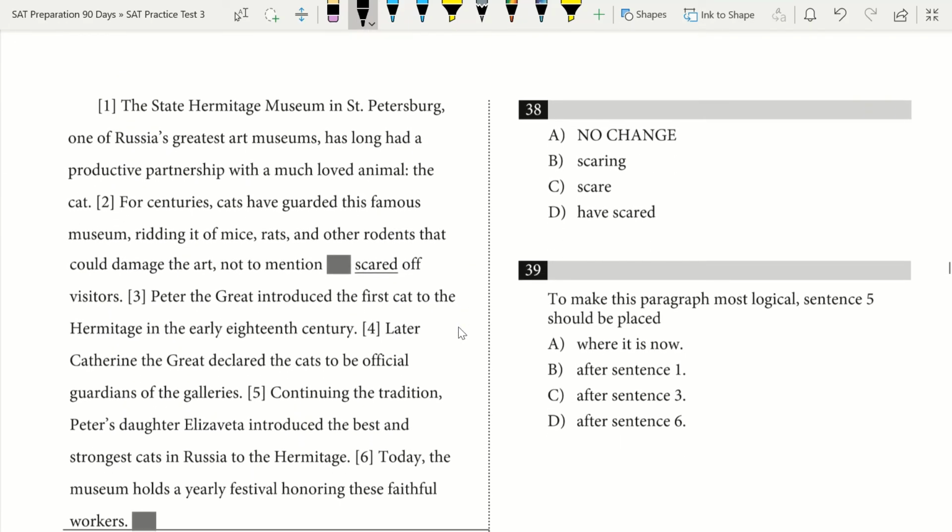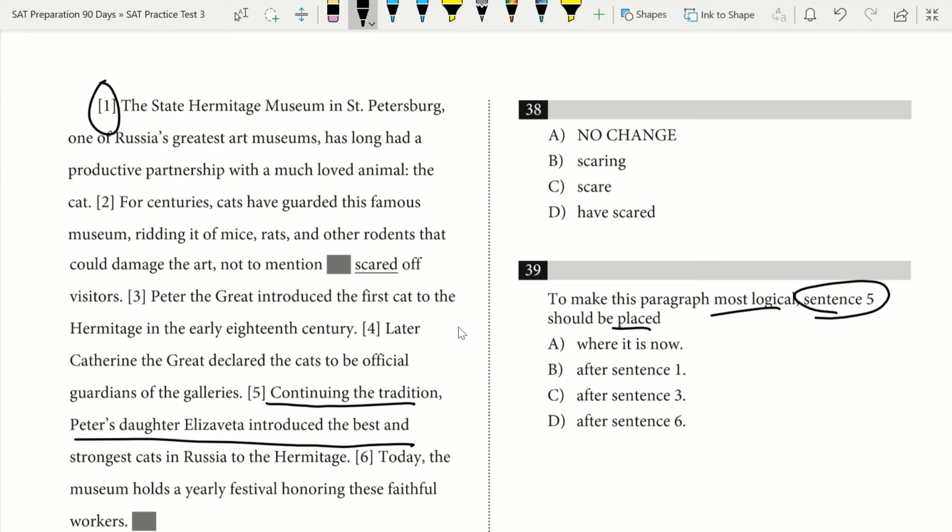All right, next thing that I'm seeing is a 1 here, so I'm going to go find what I'm asked for as far as sentences. I see I have sentence 5. So to make the paragraph logical, sentence 5 should be placed where? I'm going to read sentence 5. Continuing the tradition, Peter's daughter, Elizaveta, introduced the best and strongest cats in Russia to the Hermitage.